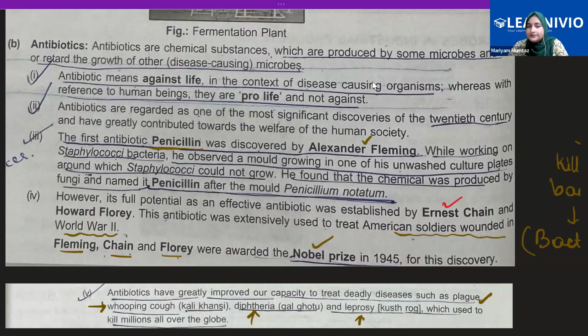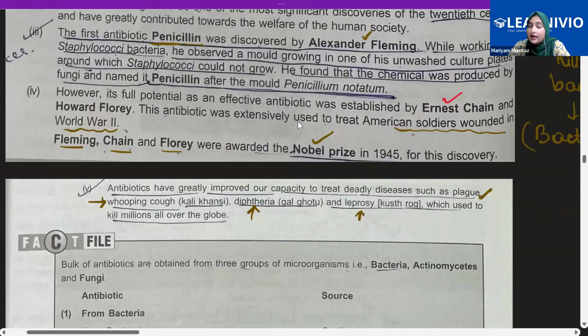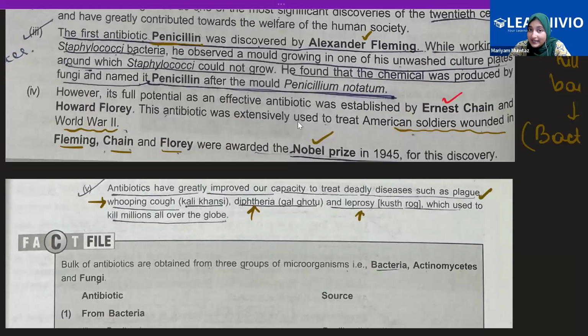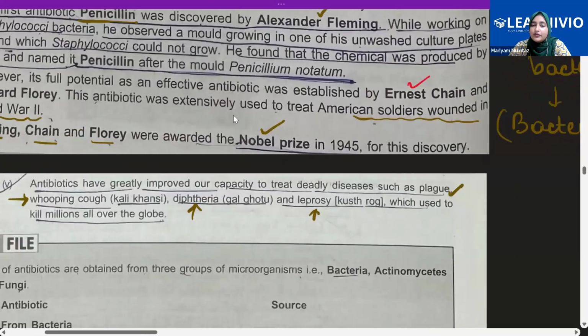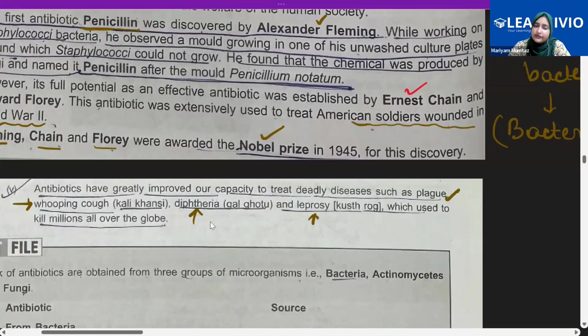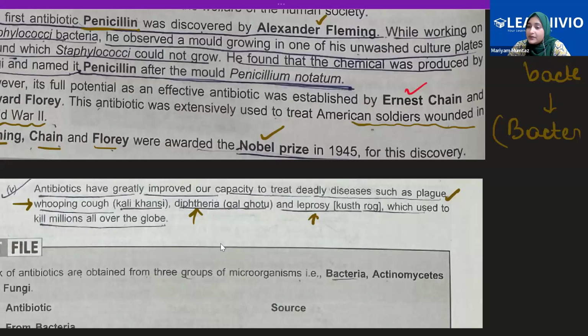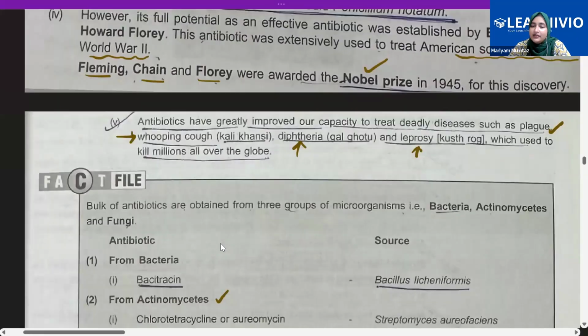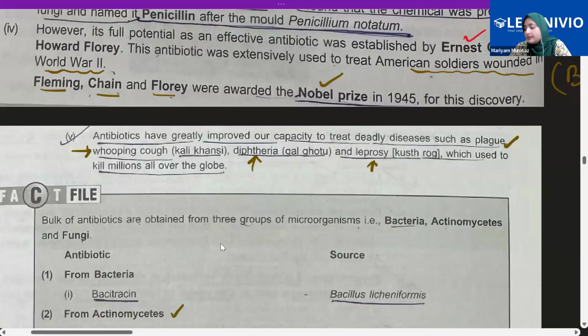In the same way, penicillin is also a chance discovery, for which these three people were awarded the Nobel Prize. Now their names are known everywhere. Whenever we study antibiotics, we'll know that. Antibiotics have greatly improved our capacity to treat deadly diseases such as plague, whooping cough, diphtheria, and leprosy, which earlier used to kill many, many people because there was no cure. There was nothing to help them. But because of the development of antibiotics, these diseases can now be treated. Any doubts up until now, students?